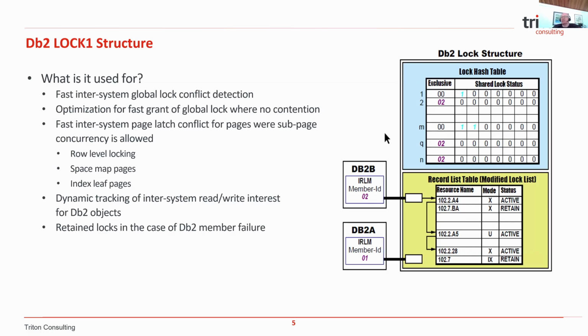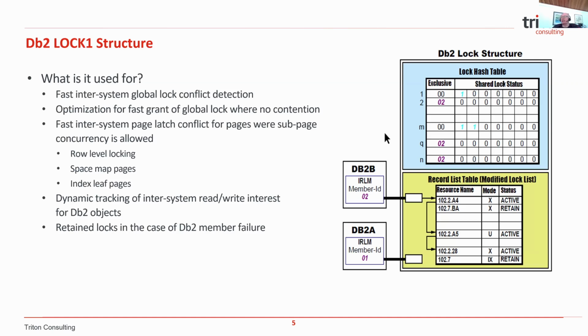The second half is the bit at the bottom, which is called the record list table, sometimes called the modified lock list. And this contains all the locks associated with database modifications. So read locks are not stored. It's just the update locks associated with insert, update, and delete that are put in there. So what's it used for?